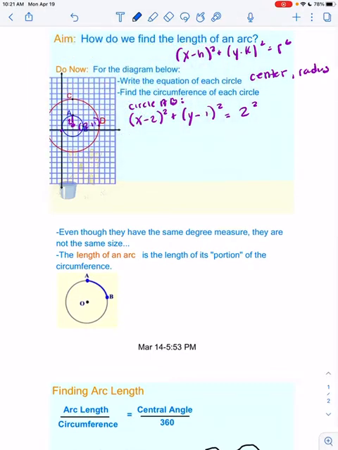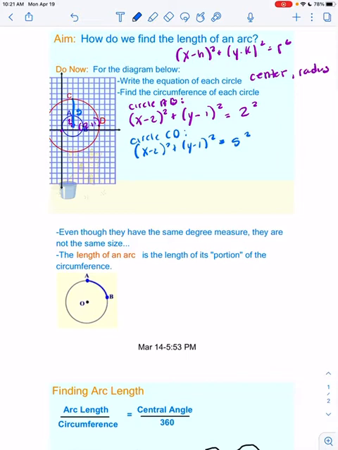For circle CD, same center, but its radius is 1, 2, 3, 4, 5. So almost the same equation. The only difference is instead of 2 squared, we have 5 squared.